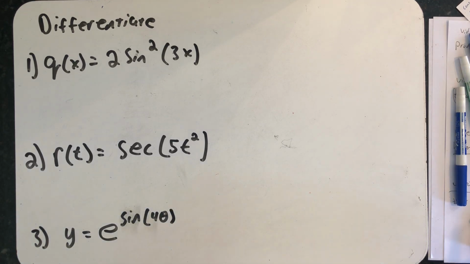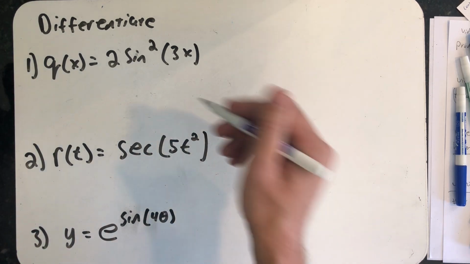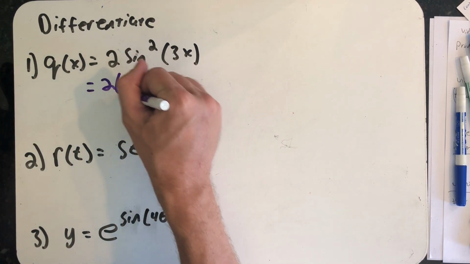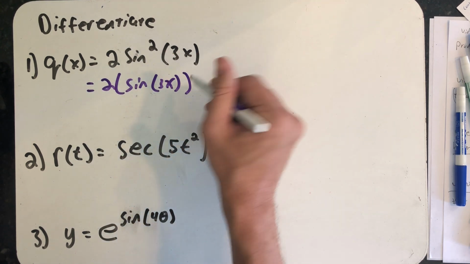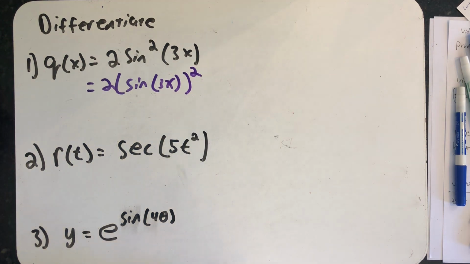Three more examples in this video. The instructions are simple. Take a derivative, differentiate. Have a function q of x, 2 sine squared of 3x. So again, let's remember that sine squared is really sine of 3x all squared.